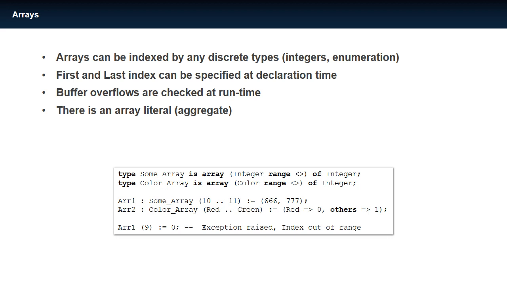Let's continue on to the next line to see another example. R2 is an array of type ColorArray. It starts at index red and ends at index green. Index red has a value of 0, and the rest of the array is initialized to a value of 1. We see here another example of aggregate initialization. In this example, we can see how we can index over enumerations instead of just plain integers.